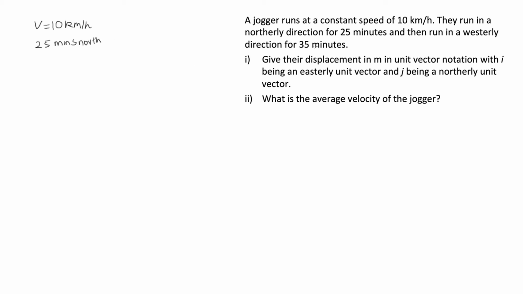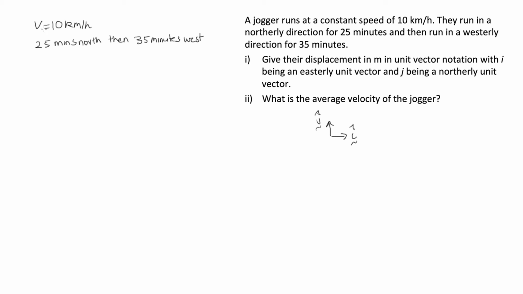And then run in a westerly direction for 35 minutes. So then 35 minutes west. Now part 1 says give their displacement in meters in unit vector notation, with I being the easterly direction. Okay, so this is I, and J being the northerly direction. Okay, so we need to get the displacement in meters. So that's an SI unit.